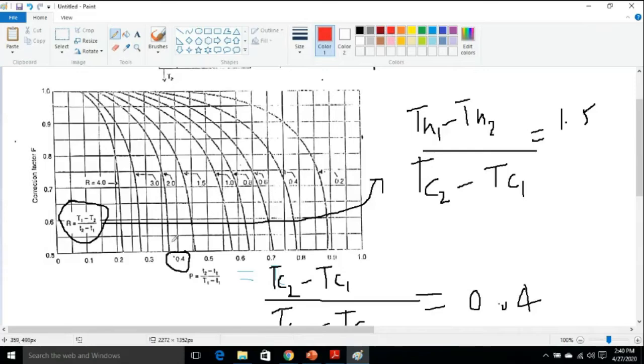I'll just choose a red pen. We need to start from this particular point 0.4. We need to go up till the curve for 1.5. So 1.5 is somewhere over here. So we are going to draw a line up till that particular curve. Wherever is the point of intersection of the two curves, go in this particular direction, and over here you can find out the value of capital F. So for this particular case, capital F value will be equal to say around 0.78 or closer to 0.8.